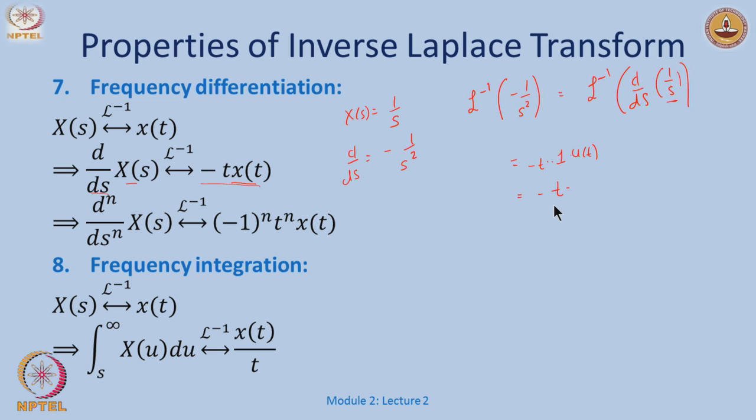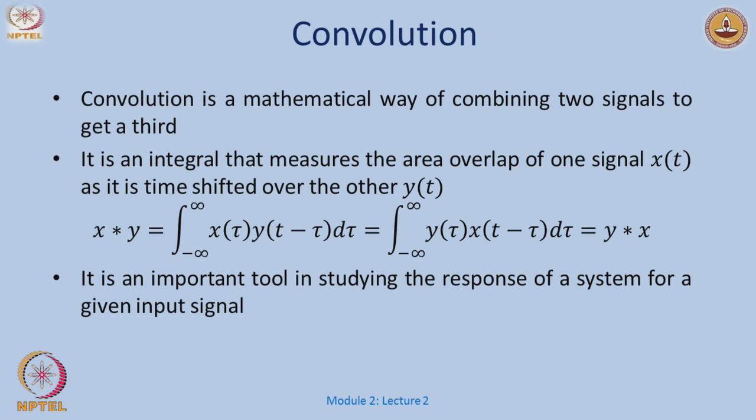Okay. And similarly with the frequency integration. I have X of s again going to x of t, the integration from s to infinity of X of u will again go back to a signal like this. Again I will not do an example for this, but it is straightforward to verify. Once we know property number 7, number 8 is easy to verify.